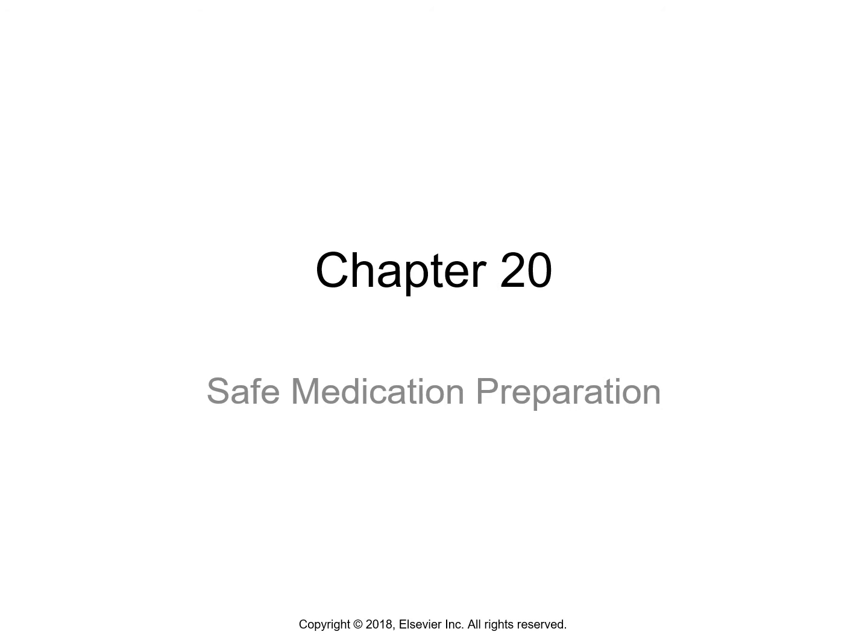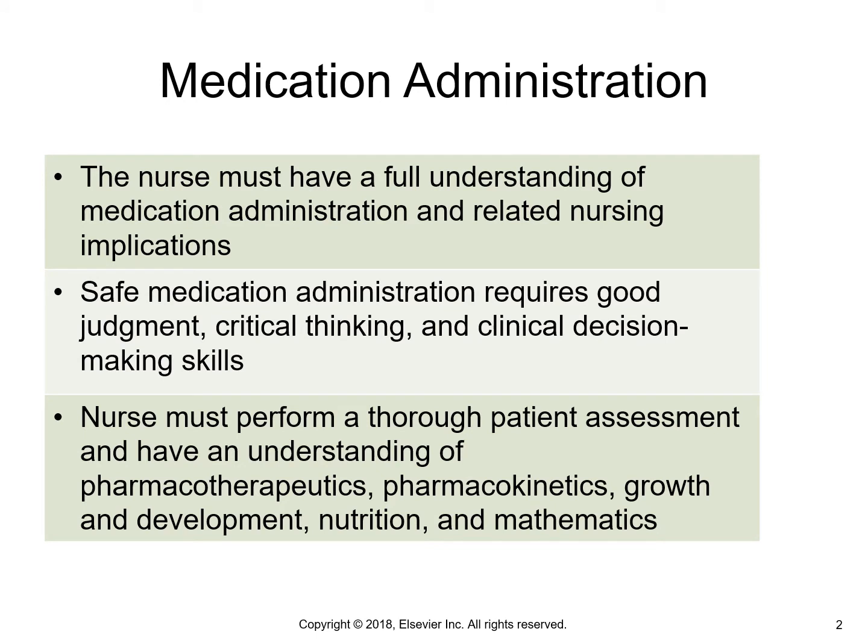So we're going to begin with the beginning of Chapter 20, Safe Medication Preparation. And we're going to go over standards of care, patient-centered care, safe administration, and eventually we'll go over preparation of medication, math and dosage calculation, the nursing process, and we will talk about medication errors and safety. So to begin, go to the first slide.